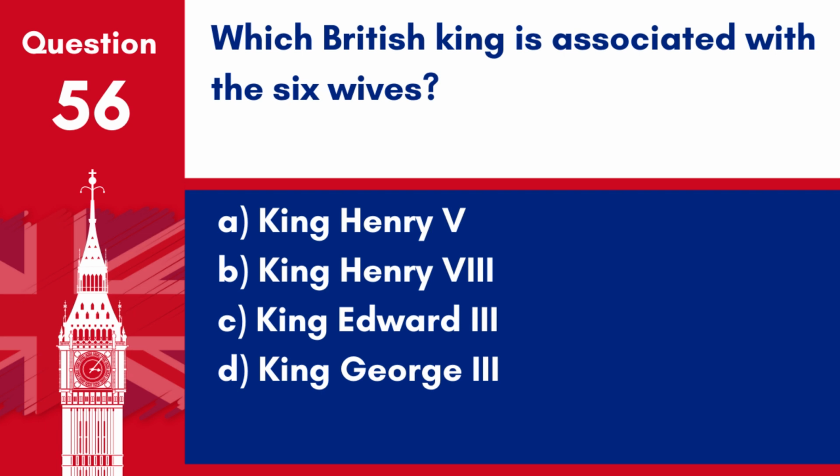Question 56. Which British king is associated with the 6 wives? A. King Henry V. B. King Henry VIII. C. King Edward III. D. King George III.